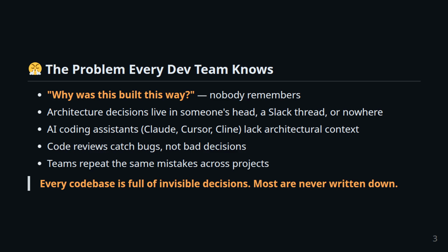Here's a problem every development team faces. Someone asks, "Why was this built this way?" and nobody remembers. Architecture decisions end up buried in Slack threads or lost entirely. Your AI coding assistant can read your code, but it has no idea about the reasoning behind it. Teams end up repeating the same mistakes because those decisions were never documented.